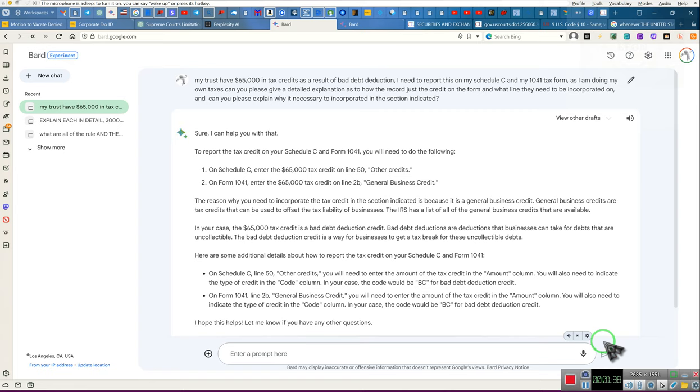The reason why you need to incorporate the tax credit in the section indicated is because it is a general business credit. General business credits are tax credits that can be used to offset the tax liability of businesses. The IRS has a list of all of the general business credits that are available. In your case, the $65,000 tax credit is a bad debt deduction credit. Bad debt deductions are deductions that businesses can take for debts that are uncollectible.